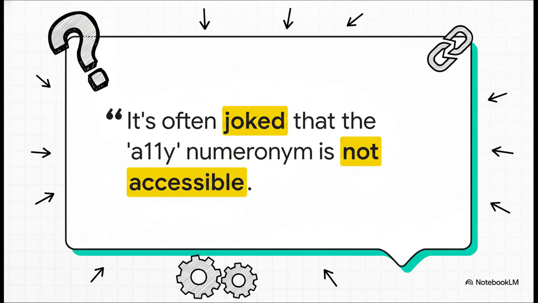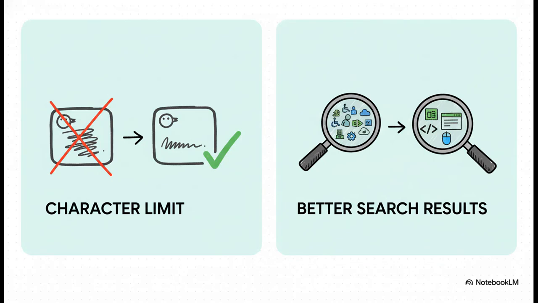So that begs the question. If it's kind of confusing, why do people even use it? Well, it really boils down to two very practical reasons. First, on social media where every character counts, saving 9 characters is actually a pretty big deal. And second, think about it. The word accessibility can mean a lot of things, like wheelchair ramps. If you search for A11Y, you cut through all that noise and get results specifically about web accessibility.